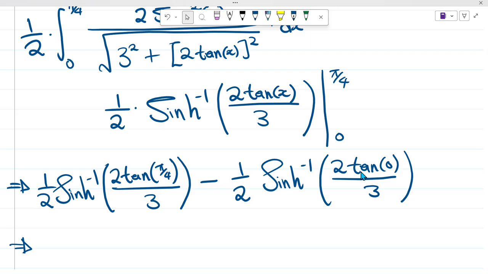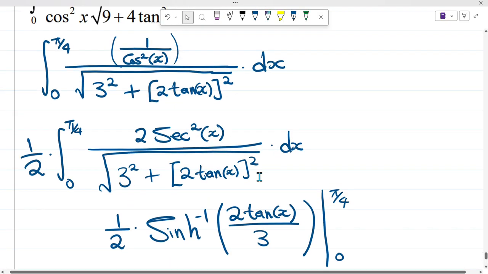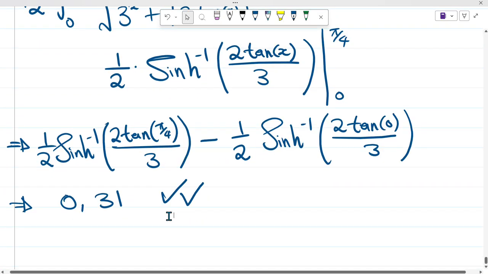So yeah, I get 0.31 as our answer. So this should be the answer that you also got during the process of finding the answer. So yeah, that was it for this question, guys.